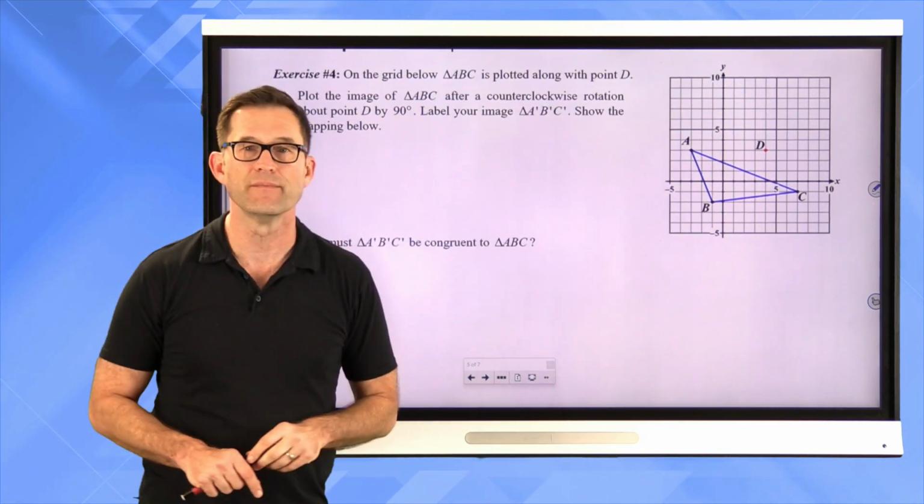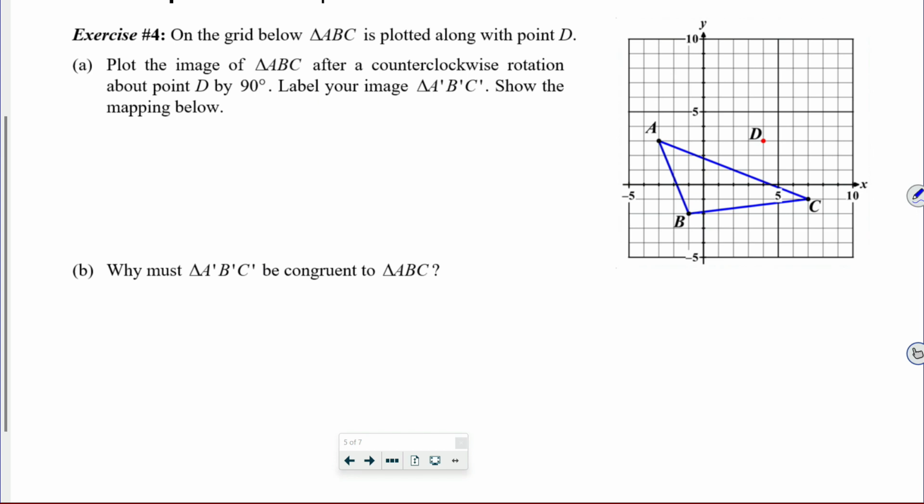Let's take a look at this one. On the grid below, triangle ABC is plotted along with point D. Letter A, plot the image of triangle ABC after a counterclockwise rotation about point D by 90 degrees. Label your image A', B', C', show the mapping below.